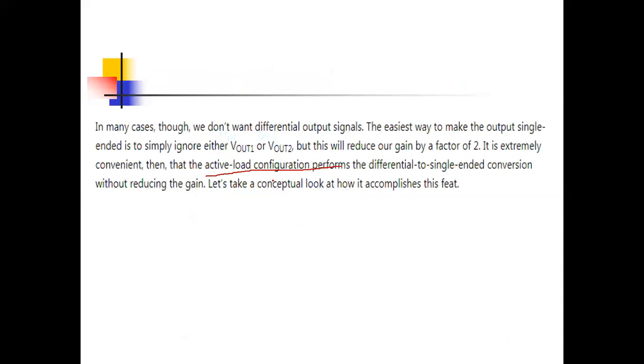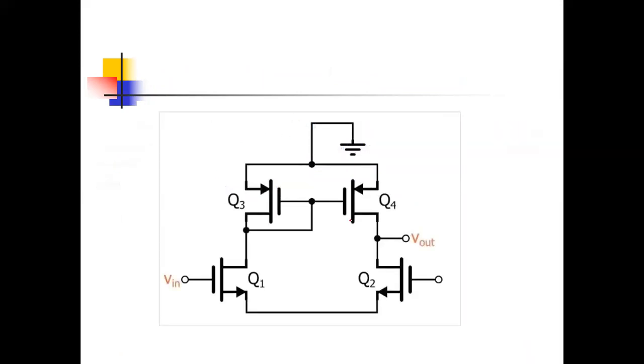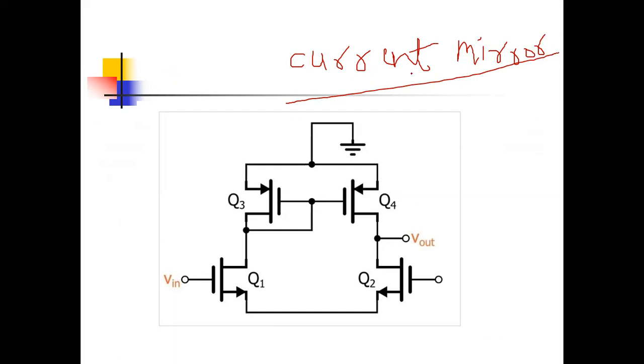Now, what is a device which can be used as active load? That device is your current mirror. Now, what is the current mirror? If you remember, mirror means same image. If we are talking about current mirror, it means same current.